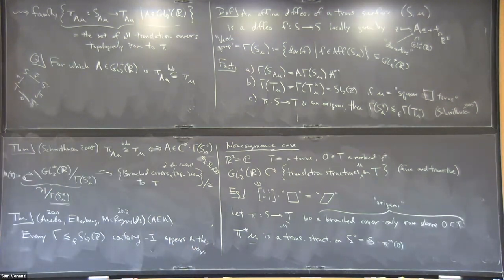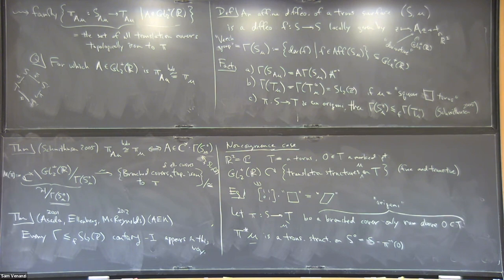It basically says that essentially every non-congruence subgroup, right? So note that negative I acts trivially on the upper half plane. That just means the negative of the identity matrix acts trivially on the upper half plane. So this means that every non-congruence modular curve appears in this way. This is also called a Teichmüller curve.